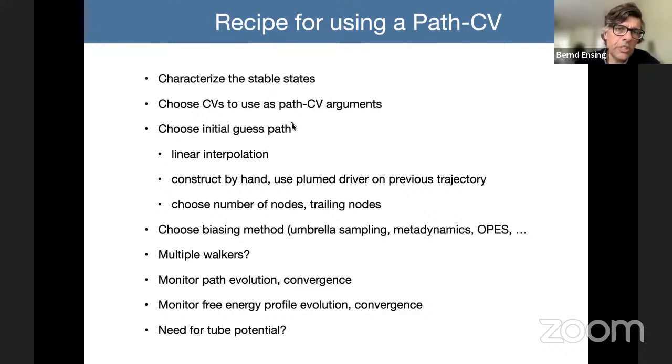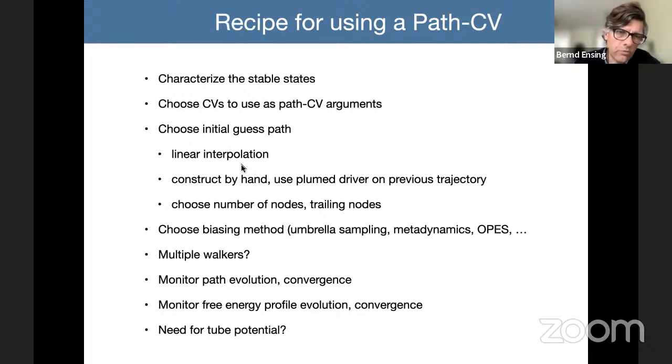Now, how do you choose your initial guess path? Well, in the examples that I showed so far, we always use a linear interpolation, and that's very easy to do in the input. You can just say gen path, and you just tell it the beginning and the end, and it will just put a bunch of nodes in between. You just have to tell it how many nodes, and then it can even put some nodes on the left and on the right, some trailing nodes if you want.